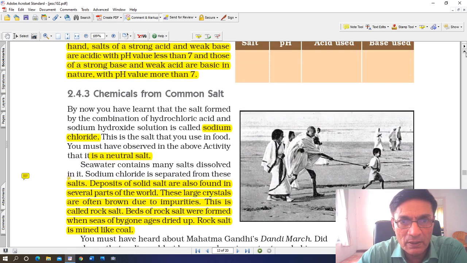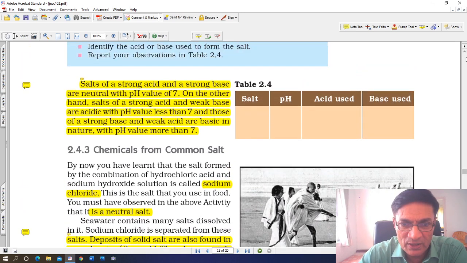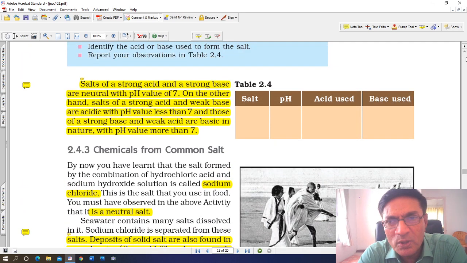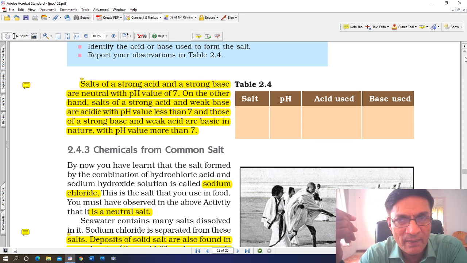Chemicals from common salt. Now common salt is quite common and therefore it is called common salt. It is cooking salt. It is available freely from sea water, which is the best way. Of course, it can be prepared in the laboratory also. It can be manufactured in factories. But you can get it from sea water also.